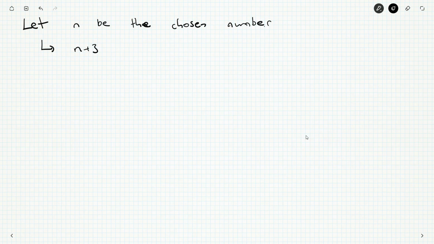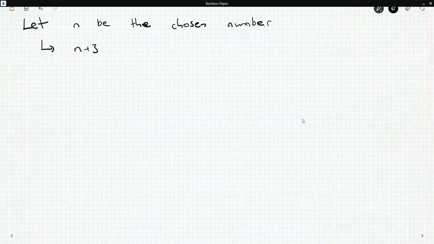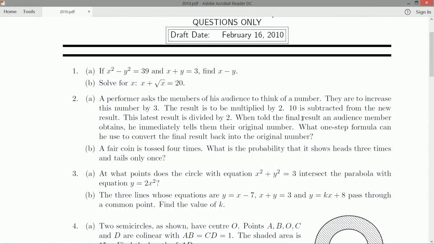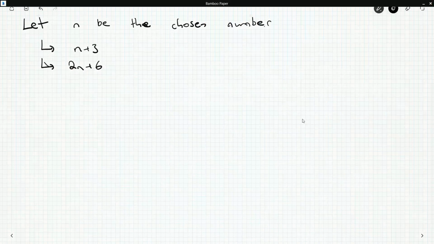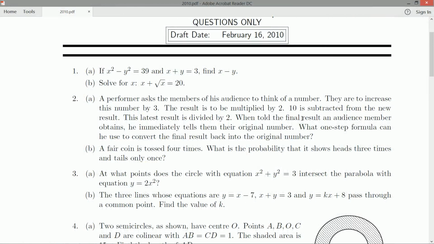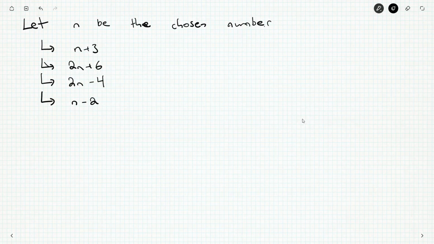Alright, we add 3, multiply by 2. So 2n plus 6. 10 is subtracted from that result, so now we're looking at 2n minus 4. And then the last thing we do is divide by 2. So that gets us back to n minus 2.